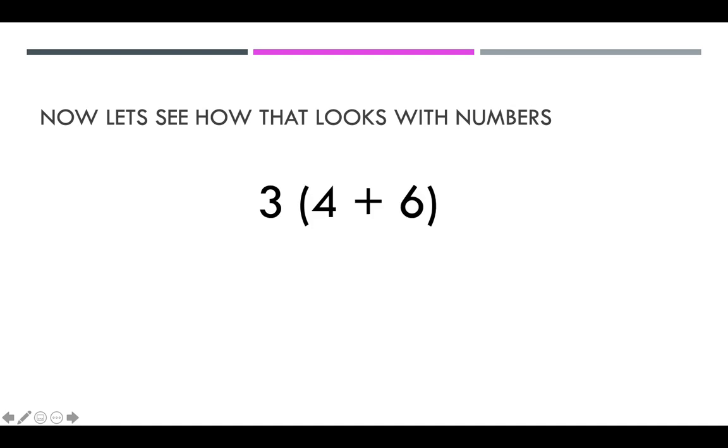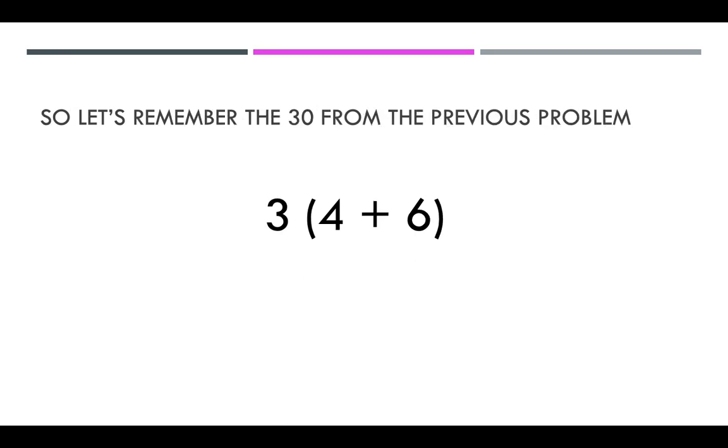So if I have a problem, 3 parentheses 4 plus 6, we're going to start because we know with PEMDAS, we start with our parentheses. So we'll start with our parentheses, and 4 plus 6 we know equals 10. So now we have 3 times 10 left over, and 3 times 10 is 30. Now I want you to remember that 30 as we look at this a little differently. Okay, so keep that 30 in your head.